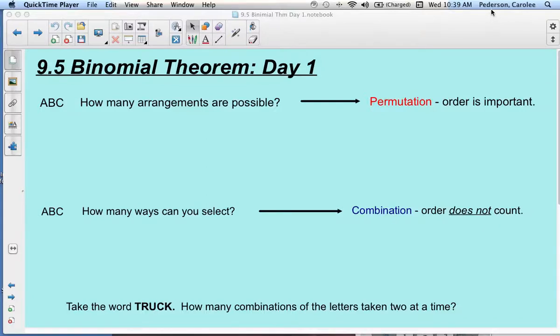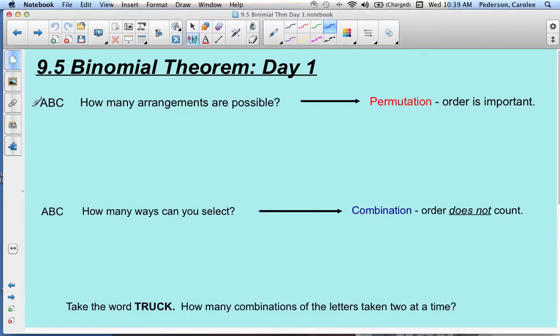This is the binomial theorem, day 1. This first example, I don't want you to write down. I'm just going to show you an example of what a permutation is like. So what we give you is 3 letters in the alphabet, A, B, C. How many different ways can you rearrange the order of A, B, and C?